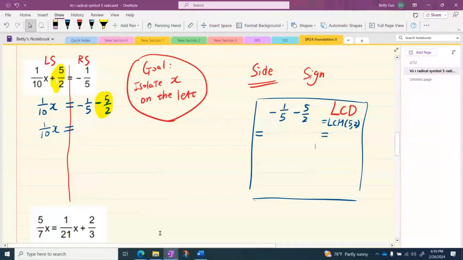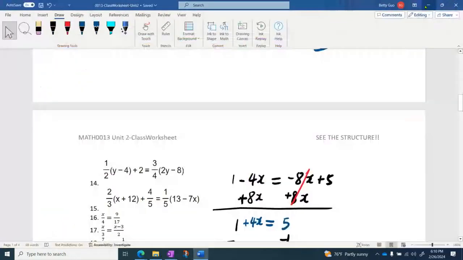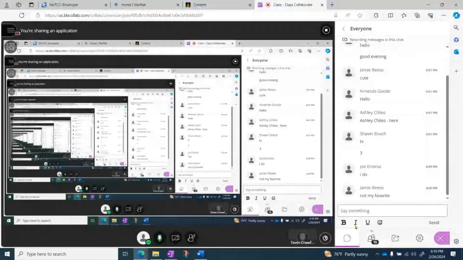That's something we went over from the first unit, right? 5 and 2. 5 and 2.